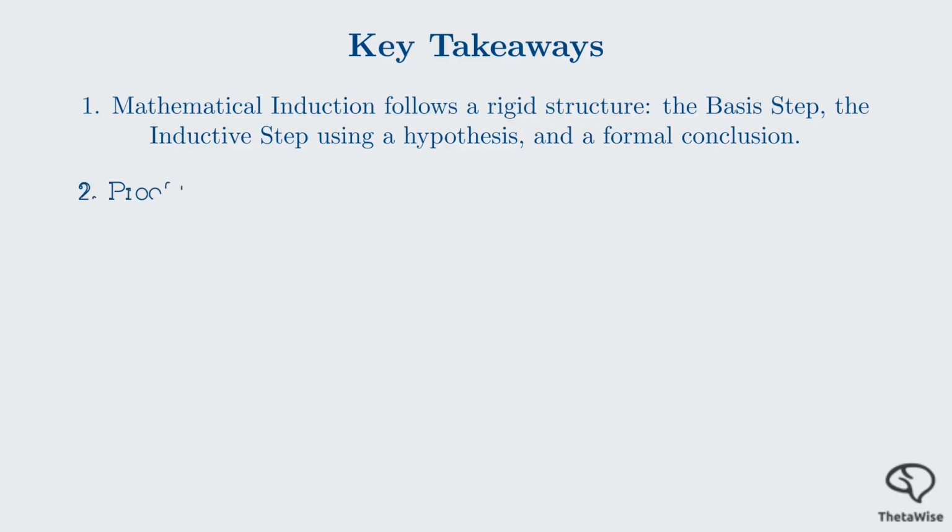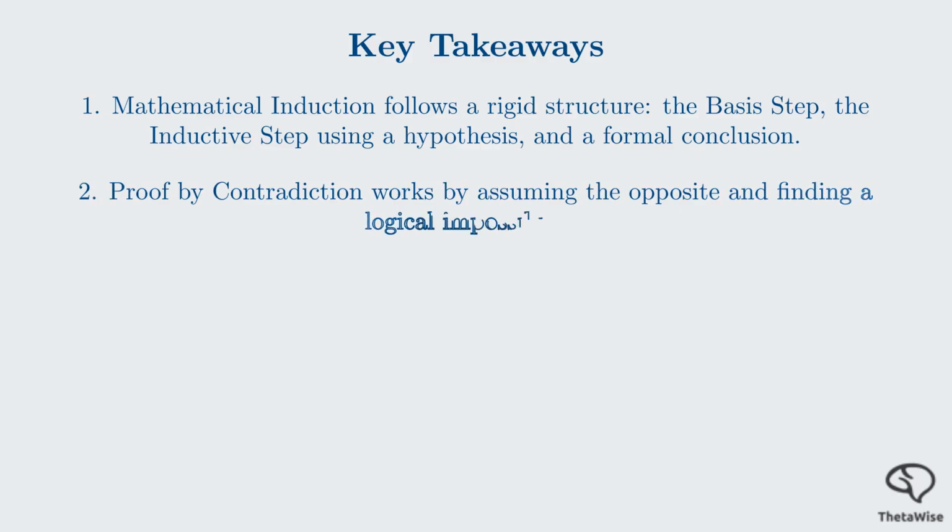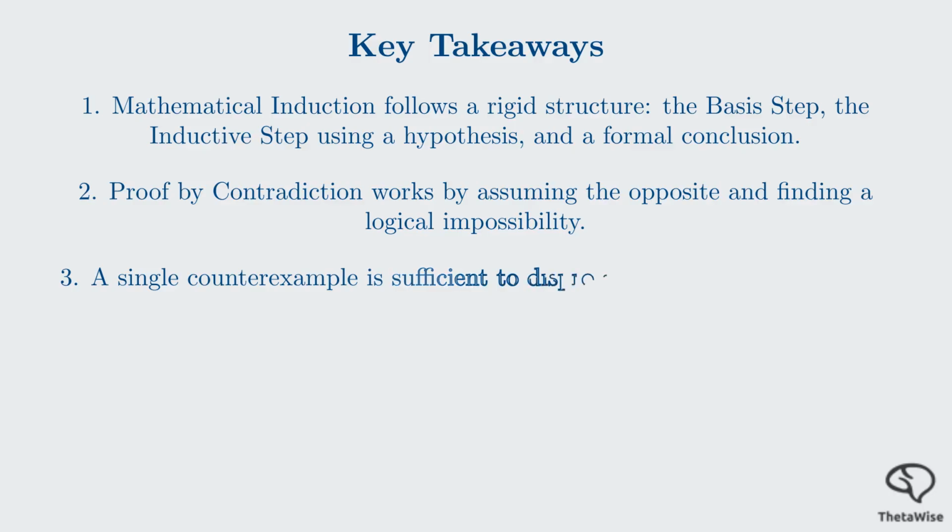Second, for proof by contradiction, clarity is key. State your initial false assumption clearly and look for a violation of a known mathematical rule, such as a fraction that cannot be simplified further or a number being both even and odd. Third, use counterexamples as your primary tool for disproof. You don't need to show why a statement is generally wrong. You only need one specific instance where it fails to hold true.